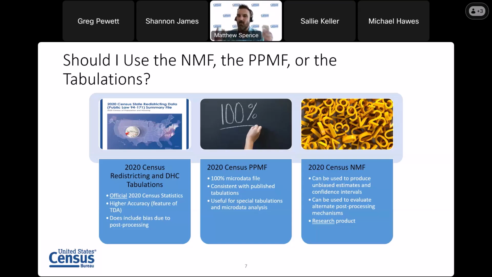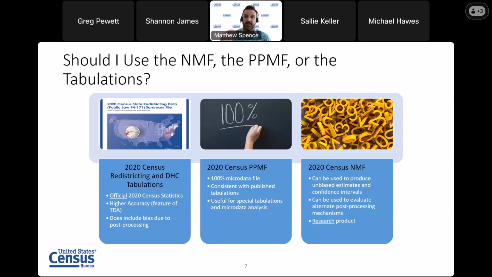But why would you want to look at them? Well, we really intend these as a research product. These are for people who would like to produce unbiased estimates and confidence intervals that do not utilize the post-processing of the top-down algorithm. You can actually use this if you're really into creating your own version of post-processing that might rival or beat the top-down algorithm. That's where you might look at the noisy measurement files.